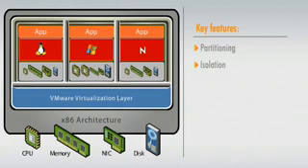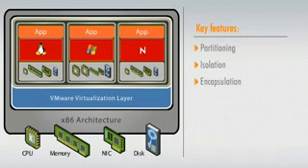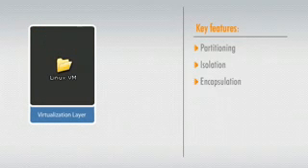Isolation. Each virtual machine is strongly isolated from its neighbors and the host system. This is critical for safe and reliable server consolidation and guarantees that a software failure in one cannot affect the others. It also means that each virtual machine has its own dedicated operating system and storage, so there's no possibility of software conflicts.